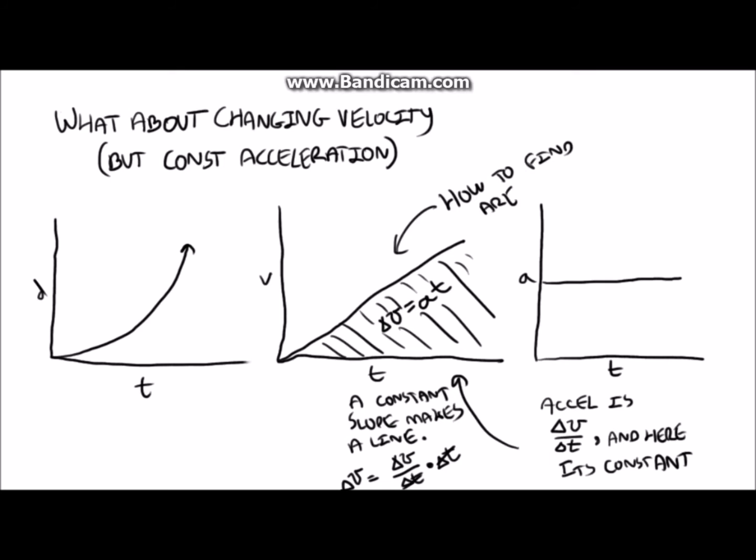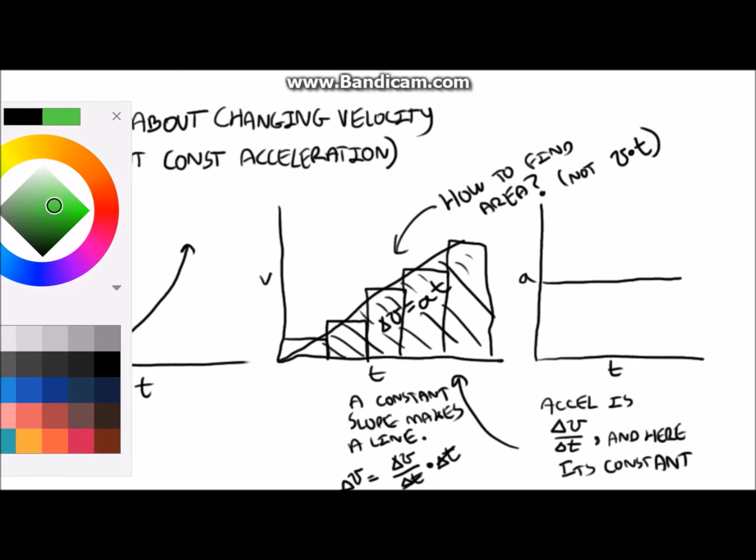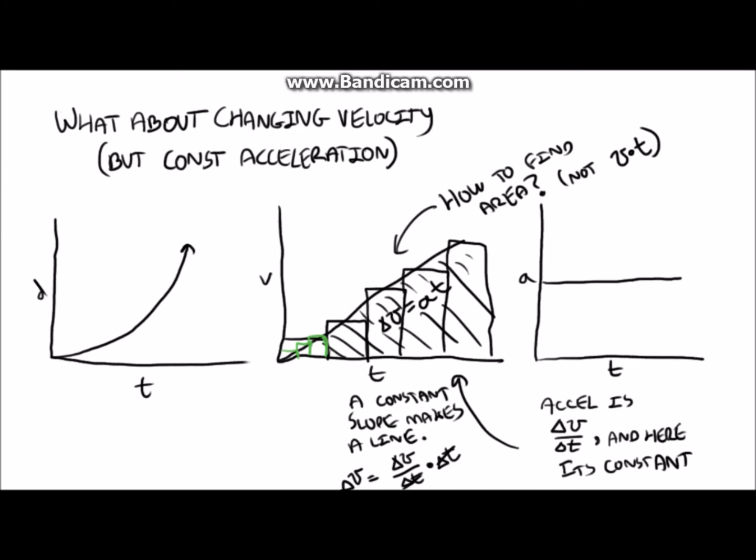Well, you can't just do v times t because v is not constant. So you could approximate it by creating these small rectangles, right? They're stacked up against each other, and it's an approximation of the area. It's not going to be exact. And as you make smaller and smaller rectangles, you see that this graph is getting closer and closer to just a triangle. So how about we find the area of this triangle to find the displacement?